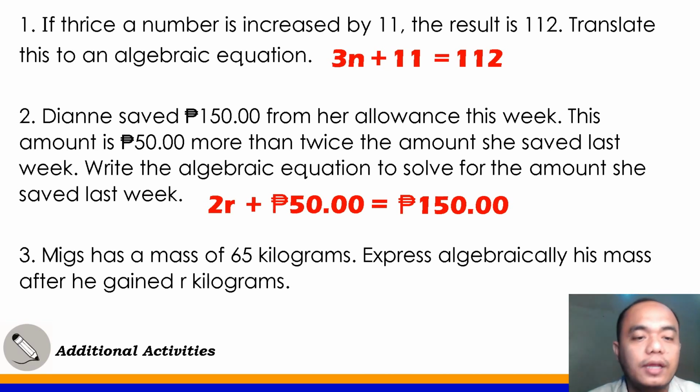Okay, next, number 3. Migs has a mass of 65 kilograms. Express algebraically his mass after he gained r kilograms. Oh, "gained" na naman ang ginamit, class. So there is addition in this expression. So the answer is 65 kilograms plus r. Okay, as simple as that.